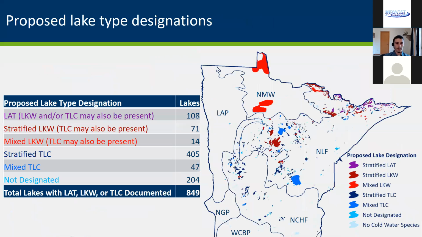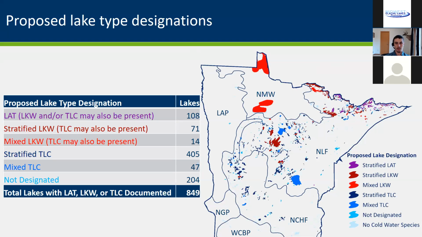So in total, 849 lakes in Minnesota had records of lake trout, lake whitefish, and/or Cisco. Of those, 584 were categorized as stratified and as having sufficient survey data to designate for one or more cold water species. Likewise, 61 were categorized as mixed and as having sufficient survey data to designate.